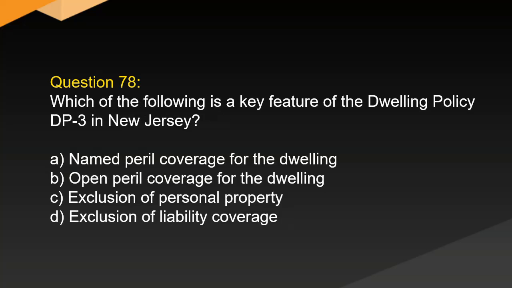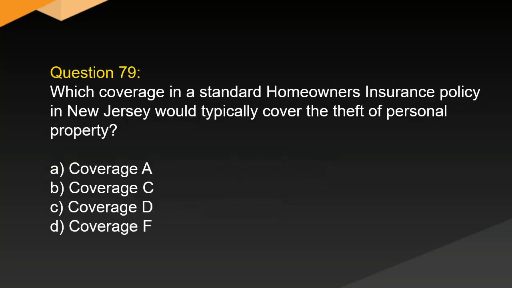Question 78. Which of the following is a key feature of the dwelling policy DP-3 in New Jersey? A. Named peril coverage for the dwelling. B. Open peril coverage for the dwelling. C. Exclusion of personal property. D. Exclusion of liability coverage.